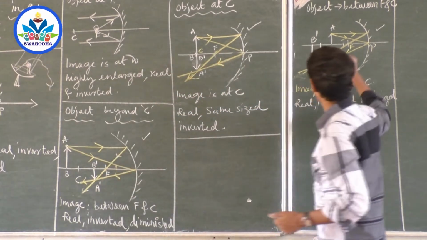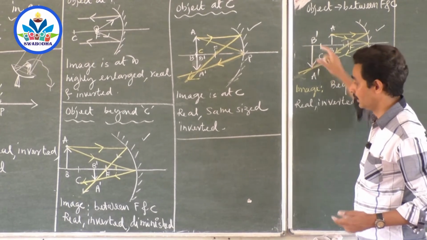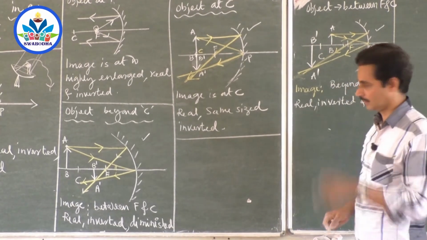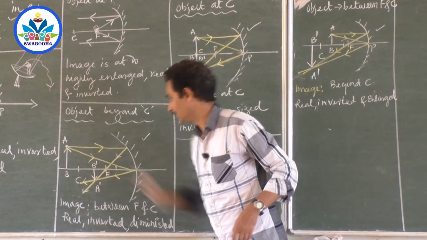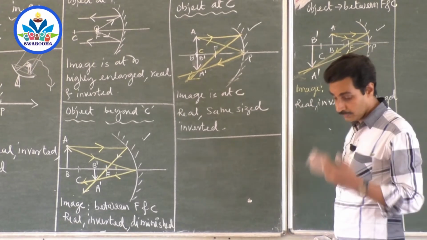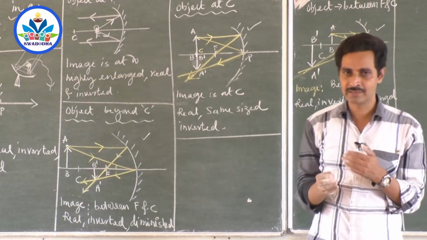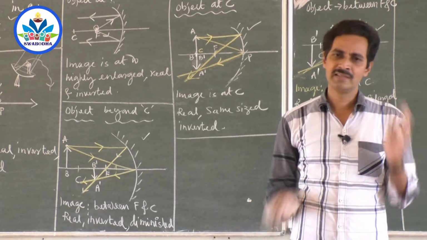Here between F and C, the object is smaller and the image is larger. Whatever is beyond C is larger. Here beyond C, the object is larger than the image. Here beyond C, the image is larger. So you always remember this concept: whatever is beyond C is enlarged, whether it is image or object.